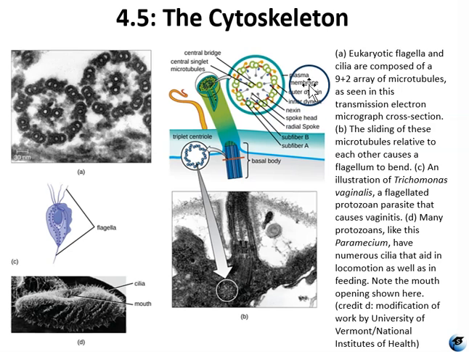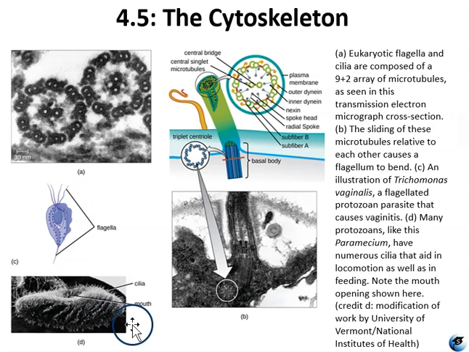And this is showing the sliding of microtubules relative to each other. And this actually causes the flagellum to bend. And then this here, this part C, this is an illustration of Trichomonas vaginalis, which is a flagellated protozoan parasite that causes vaginitis. It's showing its flagella.